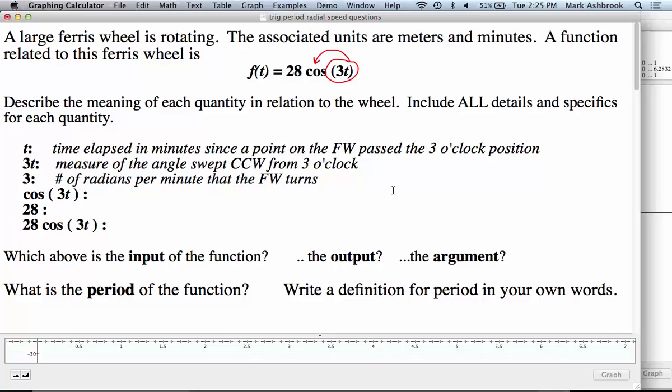Okay, cosine 3t. Did you get what cosine 3t means? Horizontal distance, right of what? The right of the vertical diameter of the wheel. In radius length. Right, this is cosine, just by itself. So it will always be the horizontal distance right of the vertical diameter in radius length.